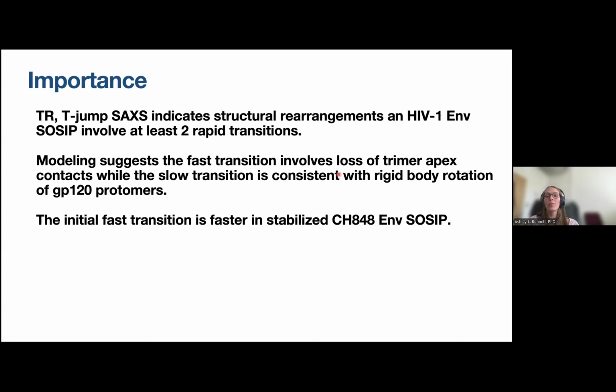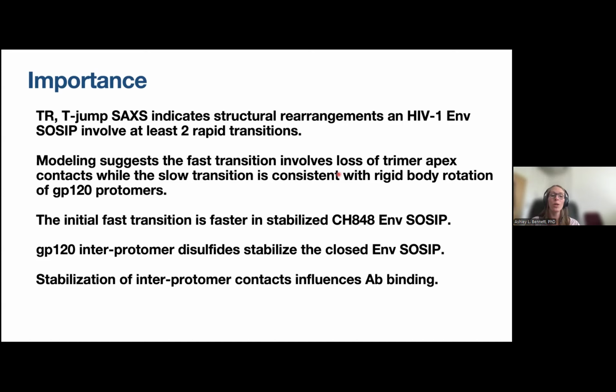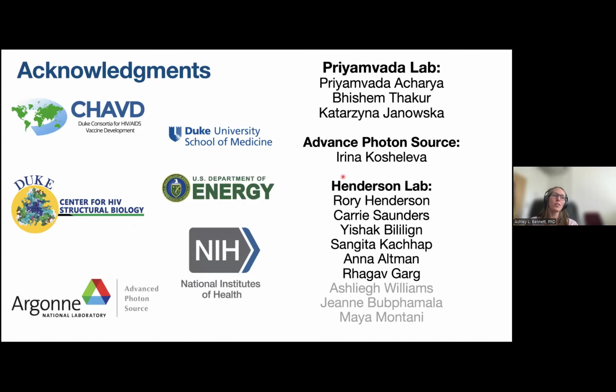Surprisingly, the initial fast transition appears to be somewhat faster in the stabilized CH848 envelope construct. We also showed with this work that the GP120 interprotomer disulfides can stabilize the closed envelope, and that the stabilization of these interprotomer contacts can significantly influence antibody binding. And so with that, I can take any questions.